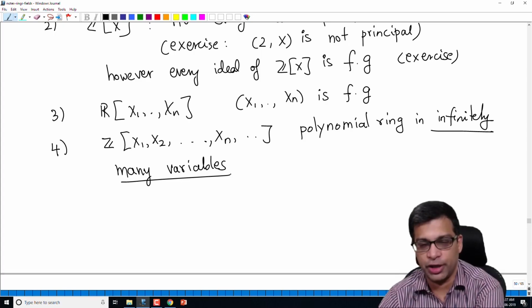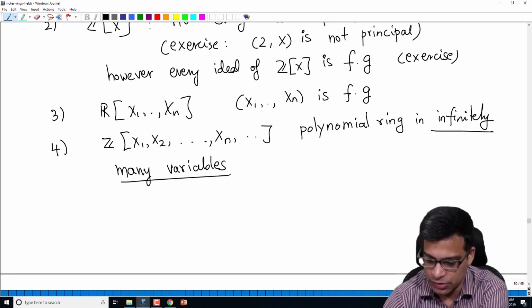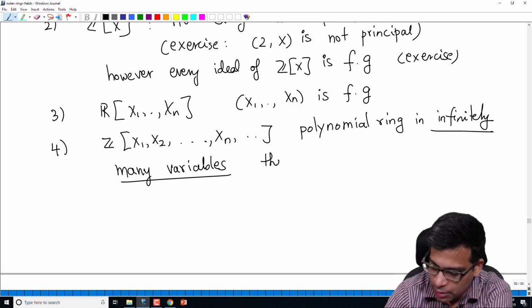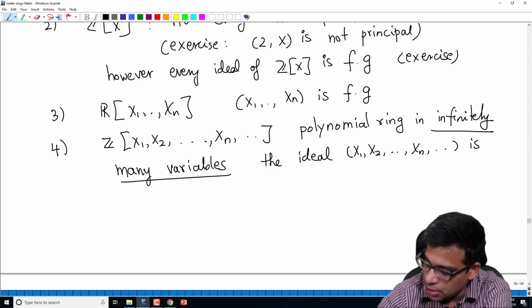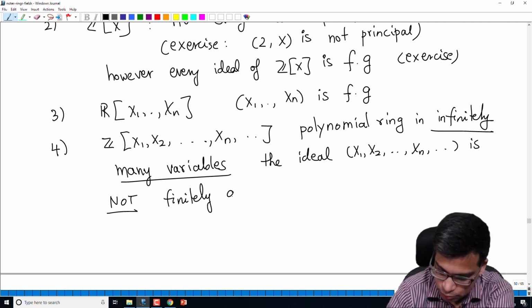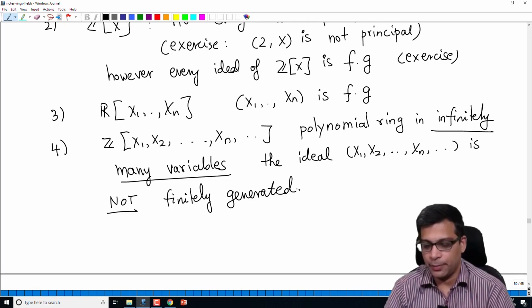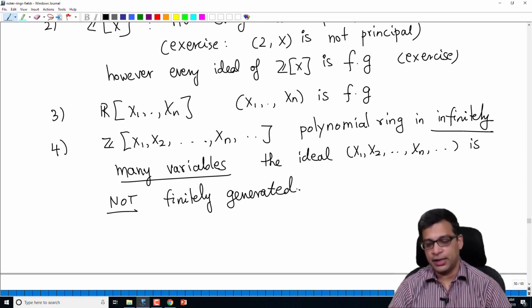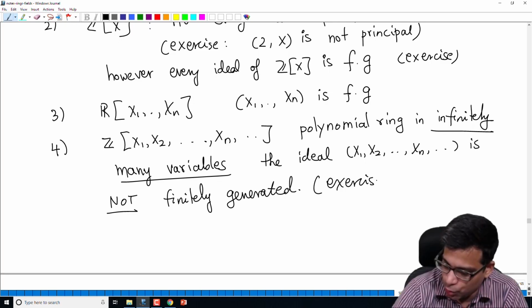So then you can naturally define addition, multiplication, just like you define in the case of a finite number of variables. In this ring, the ideal generated by all the variables is not finitely generated. So this is a good example of a non-finitely generated ideal. So why is this not finitely generated? This is a simple exercise, again I will leave for you.